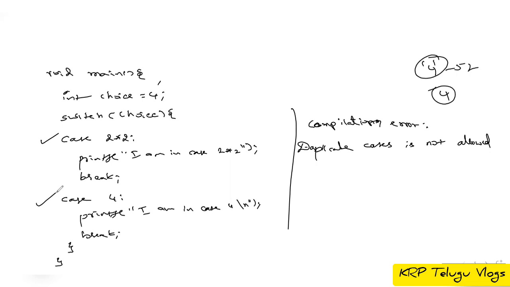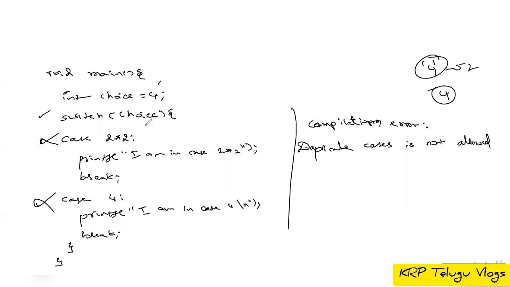So this is a duplicate statement. Why here it will throw error? Because whenever it comes to the switch choice, the compiler doesn't know where it has to take the control, whether it has to go here or go here. Compiler doesn't know. So that's why it will throw error.